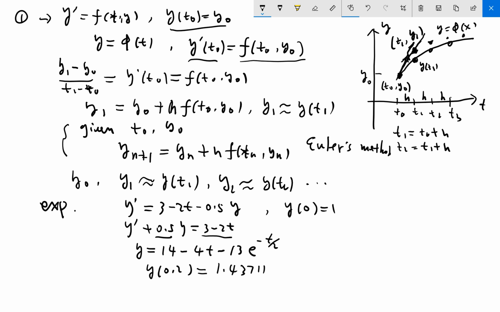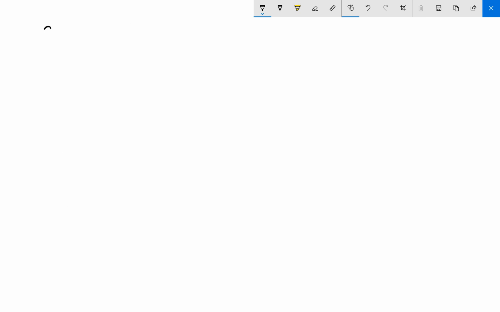Now let's assume we don't know the exact solution. We still want to find y at 0.2, approximately. Assuming we don't know the exact solution, because most equations we do not know how to solve, let's use Euler's formula to do it. So what do we know? We know t0 here is 0, and y0 is 1.